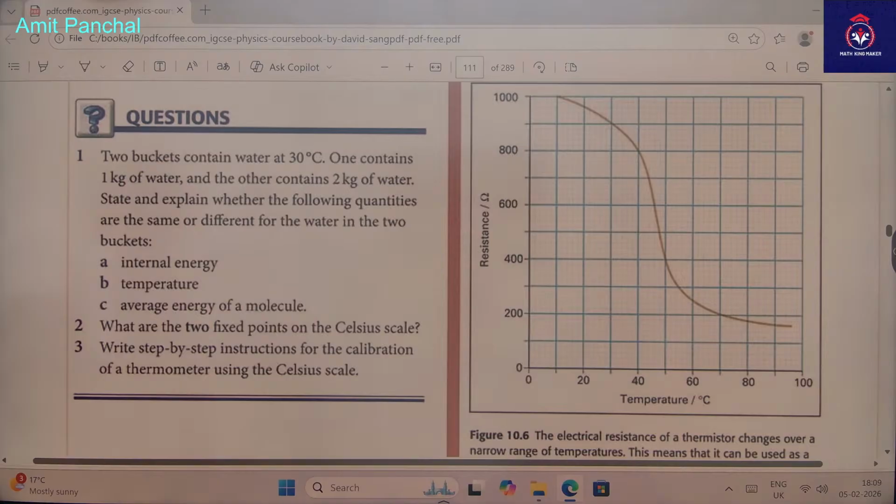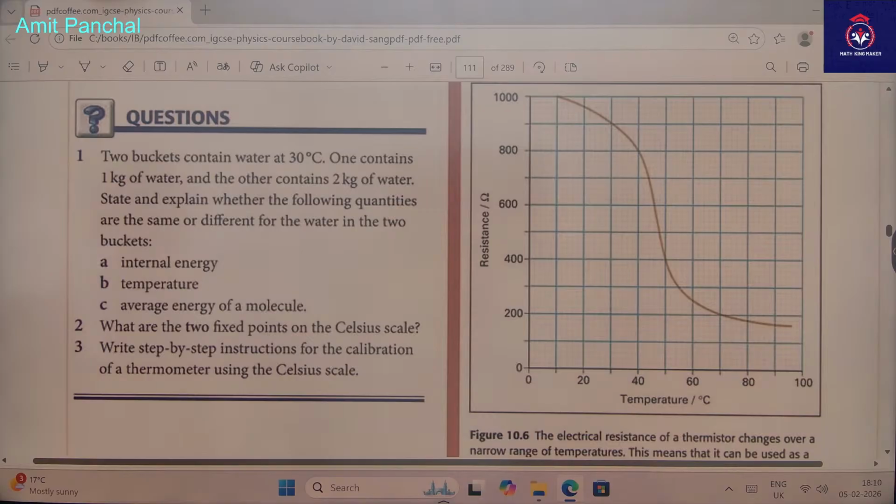And what about the average energy of a molecule? Average energy is more for 1 kg, right? The number of molecules is more in the second one, but in 1 kg it is less. So the average energy is not going to change. It is the same for every molecule.